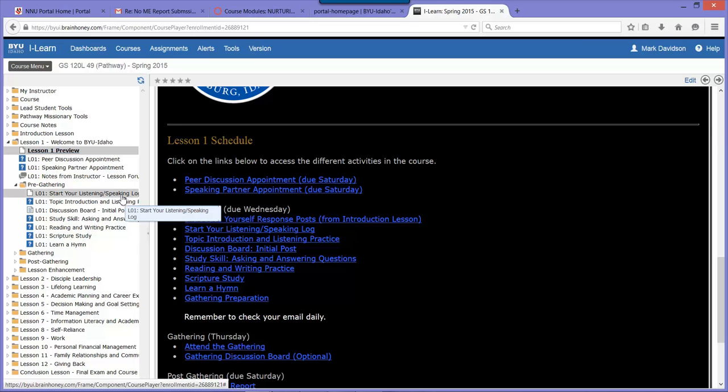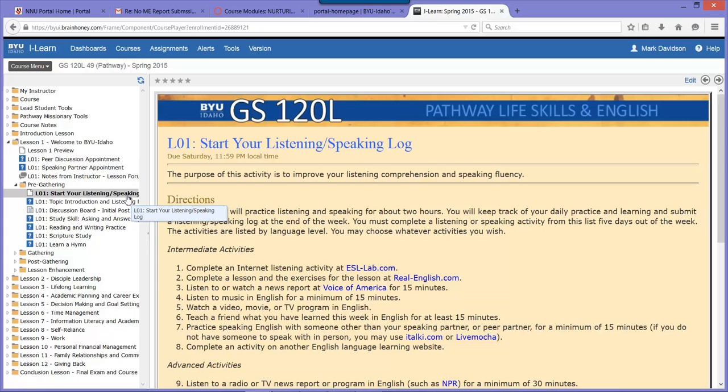There are directions in here for a lot of these things. So if you're not sure how to do these things, then find the corresponding thing. So there's your listening and speaking log directions and those sorts of things in there as well.